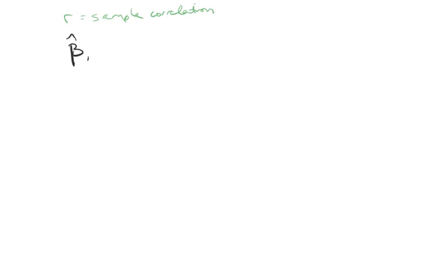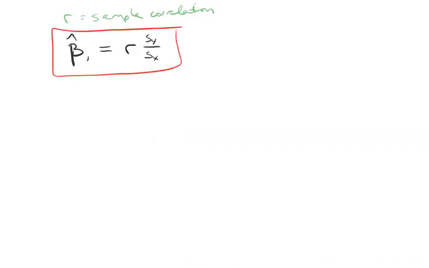The estimated slope of a linear regression line is going to be a function of the correlation. In particular, it's going to be the correlation times the ratio of the two variables' individual standard deviations. So this is an important result, right?